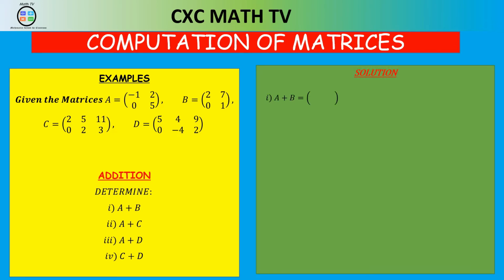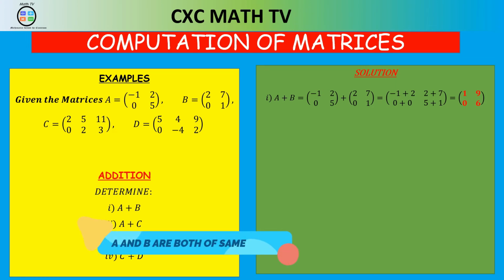Now we're going to add the corresponding elements. The negative 1 and the 2, they're in the same position. So we add the negative 1 plus the 2. And then the 2 and the 7, those are in the same position. So we add the 2 plus the 7. The 0 plus 0, we add those because those are in the same position. And we add the 5 plus the 1. So what we get for the result matrix is 1, 9, 0, 6. Alright, now we could have added A plus B because why? A and B were both matrices that were conformable.